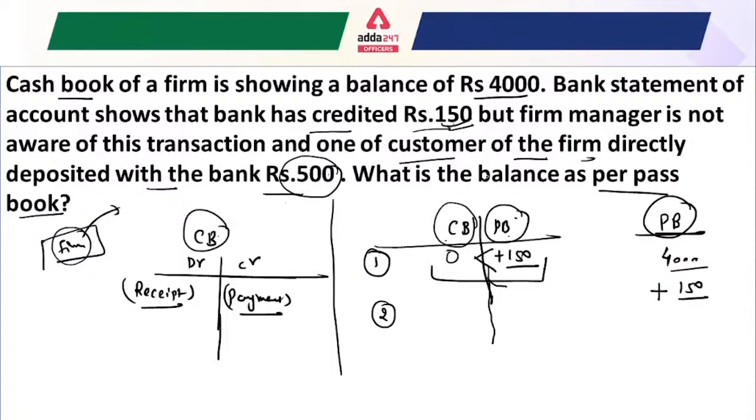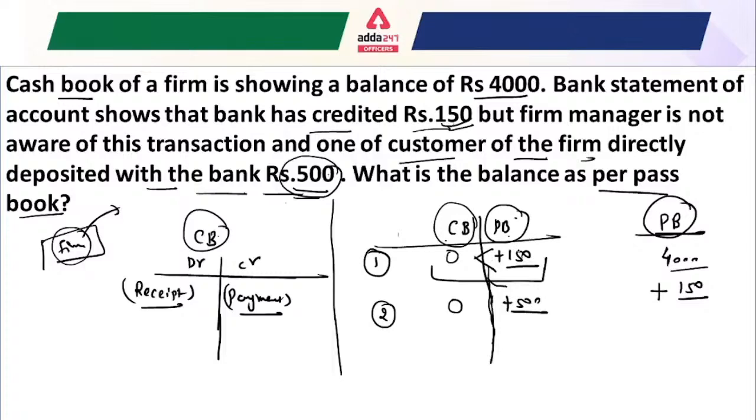So if one of the customers deposited 500 rupees with the bank, this transaction is again not reflected in the cash book. That means this transaction would be zero in the cash book, and in the passbook this transaction is plus 500 rupees. All right, till here everything is understandable for everyone.